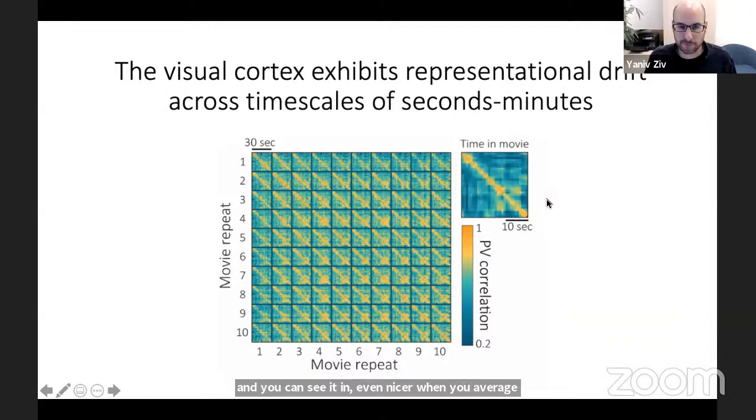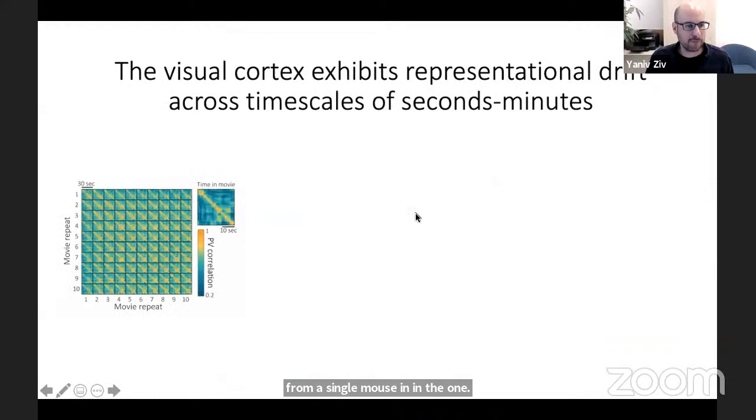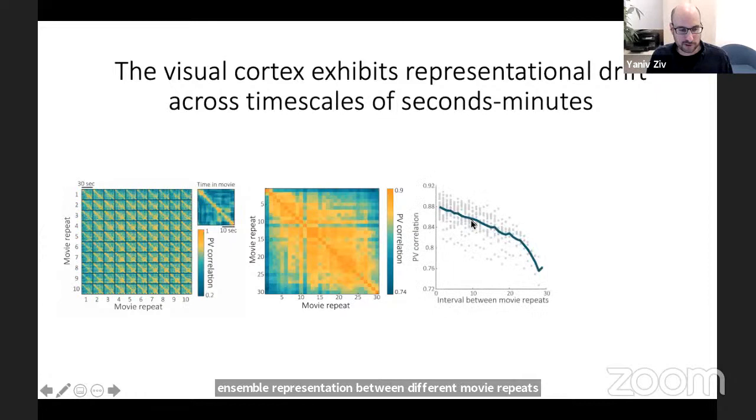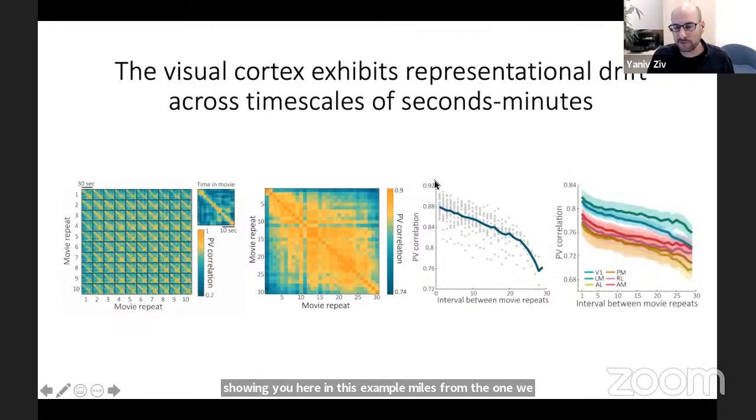Now, if we then average the population vector correlation values across the same time bins, we can capture the stability of the ensemble representation between different movie repeats. And then calculating the mean population vector correlation as a function of the interval between movie repeats shows a significant gradual decline, which indicates representational drift. So what I'm showing you here is an example mouse from V1, and we can actually see, when we average across all mice and all visual cortical areas, a significant time-dependent decline in the population vector correlation, in the similarity between the representation of different movie repeats.